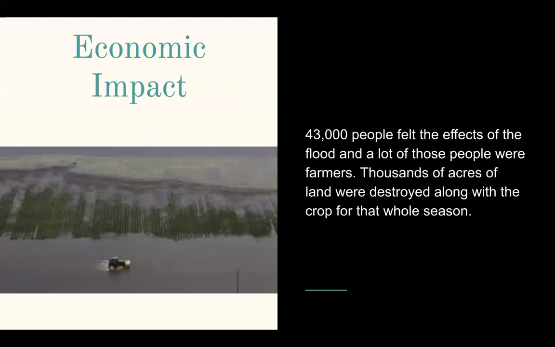So the economic impact, there's 43,000 people affected by the floods. Most of it were farmers. Farmers had acres on acres of farm land that had many crops that were destroyed for the season, which was a big hit for them because that's money out of their pocket that they then had to pay for because they already paid for the seeds.